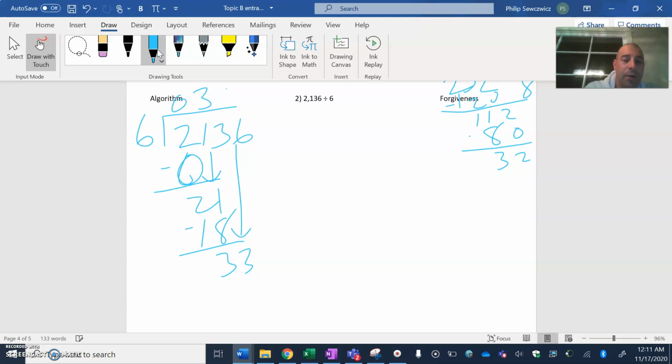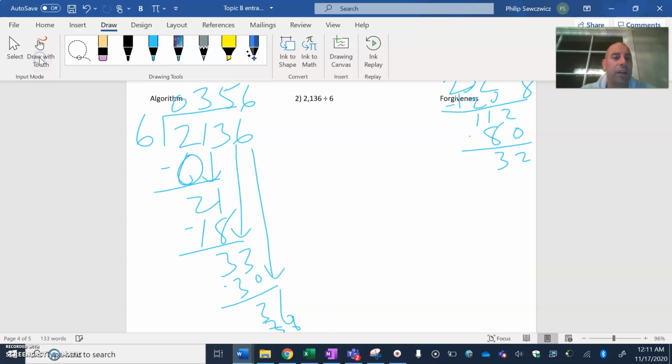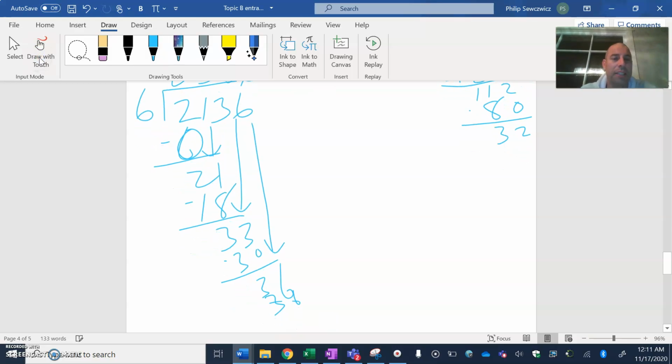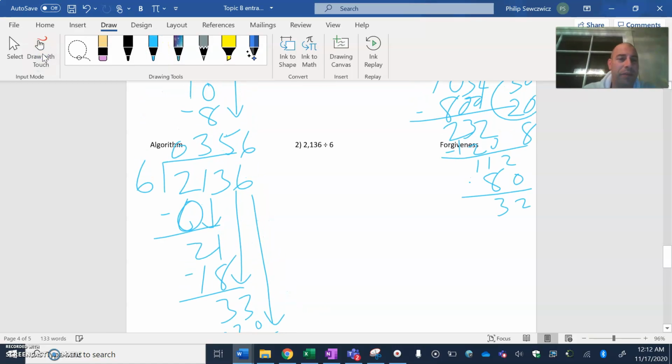How many? Yeah, we can take 5 groups out. All right, we can take 5 groups out. So there's your 30. Subtract, we get a 3. Bring down the next number, which is a 6. And we smile here because how many groups of 6 can you pull out of 36? Yeah, 6 of them here. So 36, nothing left over. All right, we are done. Show is over. We've got the answer of 356.